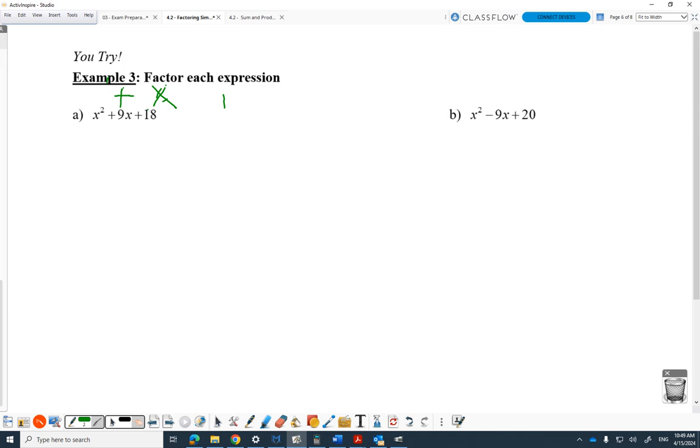So we got 1 and 9 for the first one. And that does not add to 9, and it doesn't multiply to 18. So we're going to move on to 2 times 9. That multiplies to 18, but 2 plus 9 is not 9. That's right. So what do we do? Move on to 3. And then what multiplies to 18? 6. Good. And that multiplies to 18 and adds to 9. Those are the ones.